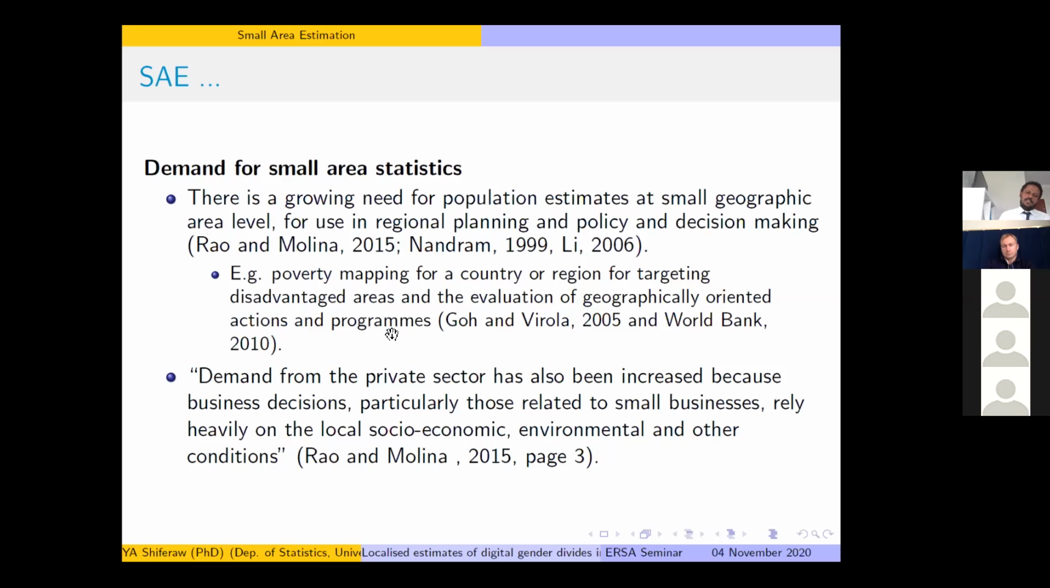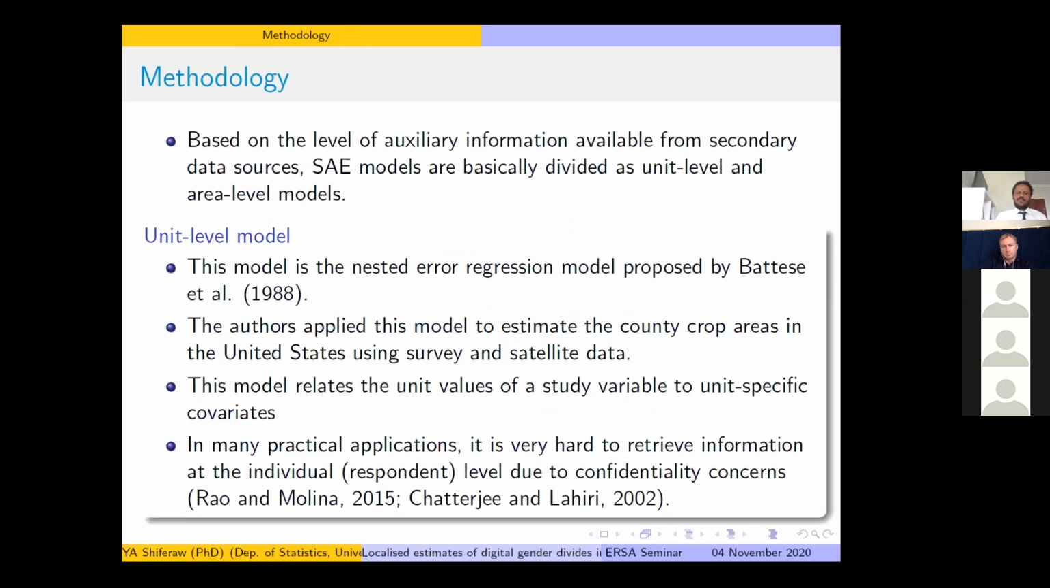I'm working with my student, we're doing a poverty mapping at the local municipality level in South Africa using IES data and census data as well. Demand from the private sector has also increased because business decisions, particularly those related to small business, rely heavily on socio-economic, environmental and other conditions.